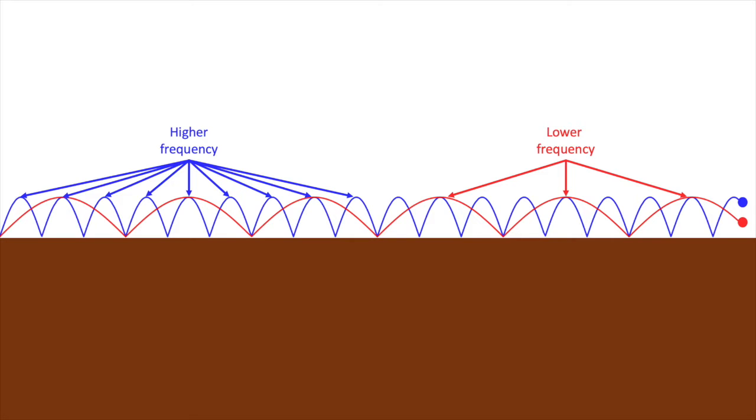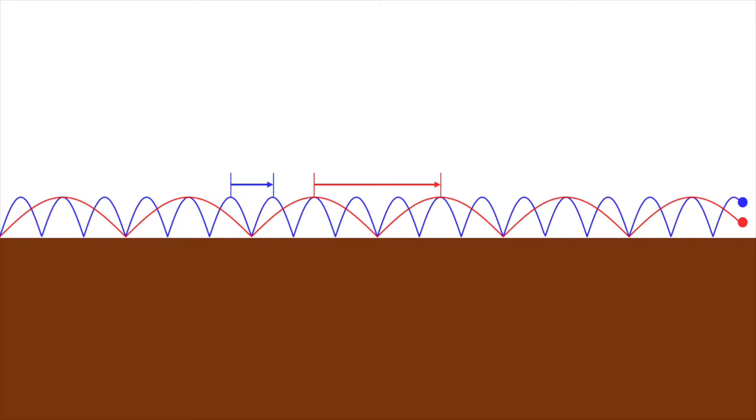It seems more energetic. Now, frequency is also related to wavelength. Wavelength is the distance between the tops of the wave, or in this case, the top of each bounce. As you can see, the blue ball has a shorter wavelength than the red ball. So the higher the frequency, the lower the wavelength, and vice versa.